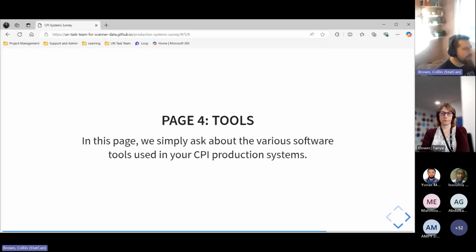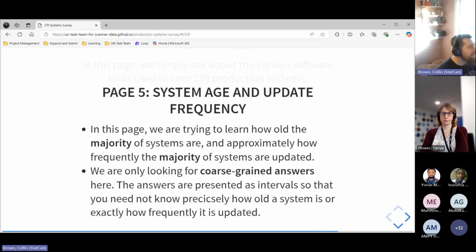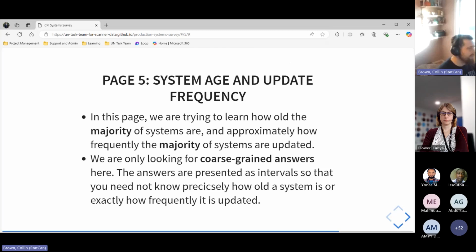Obviously, more elaboration in the survey, but that's the high level. Page 5 is about the age of the system and the update frequency of your systems. So again, I also use the word majority and typical here. The idea is all of these questions, we're trying to characterize the distribution of characteristics, but obviously that's impossible and would be extremely burdensome to ask respondents to do that.